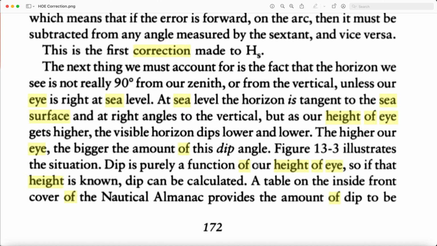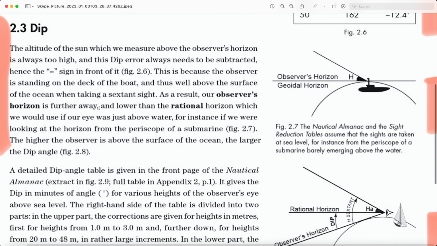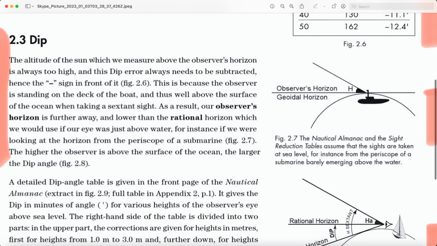Dip is purely a function of our height of eye. So if that height is known, dip can be calculated. Right. So next one. Dip. The altitude of the sun, which we measure above the observer's horizon, is always too high, and this dip error always needs to be subtracted, hence the sign in front of it, figure 2.6.